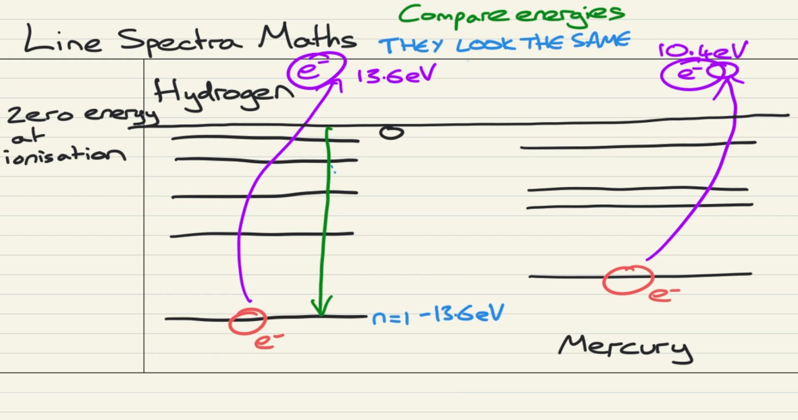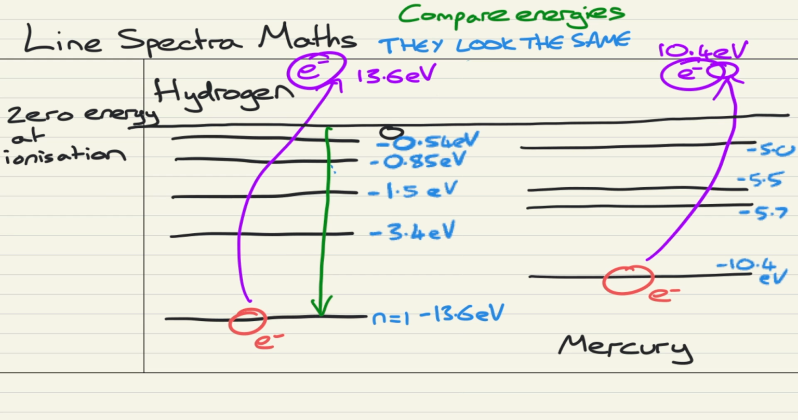Each of these will have an energy associated with it too. In this case, minus 3.4 electron volts, minus 1.51 electron volts, minus 0.85 electron volts, and minus 0.54 electron volts. There are others I didn't draw. For the mercury, n equals 1 is minus 10.4, then minus 5.7, minus 5.5, minus 5.0, and minus 3.7 electron volts.